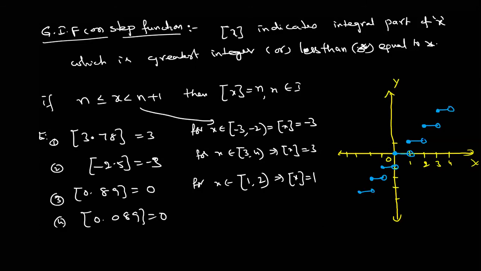See carefully. What is the meaning? Suppose x belongs to 1 to 2. What is the integral part of x? 1 is coming. That means y is equal to 1. Clear? The integral part of x is equal to 1 means y is equal to 1 if x belongs to the closed interval 1 comma 2. Similarly, in the case of 2 to 3. That's why it looks like steps. That's a step function.